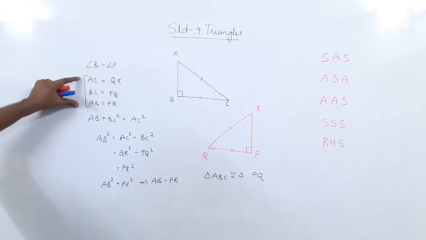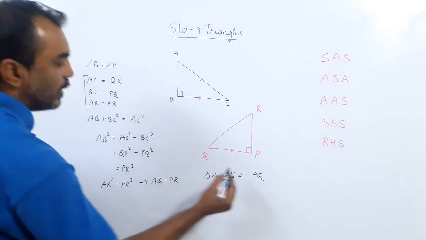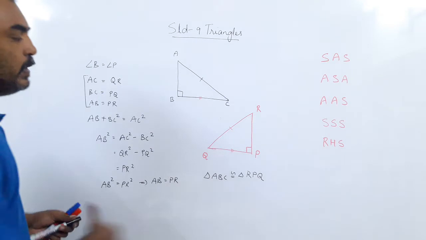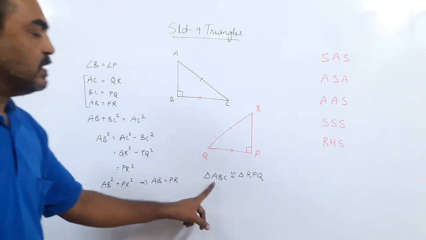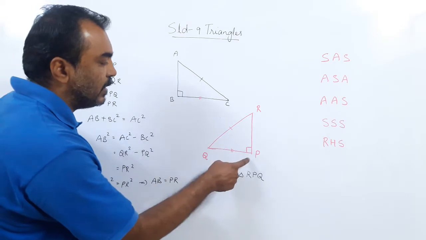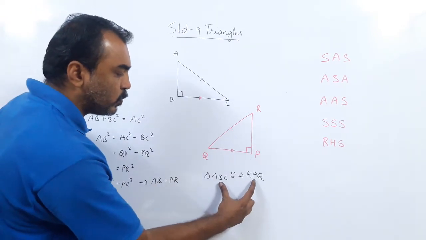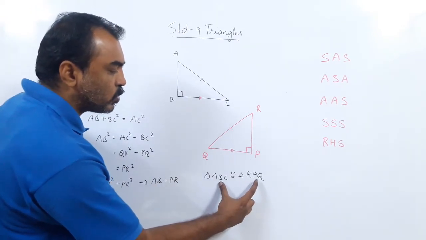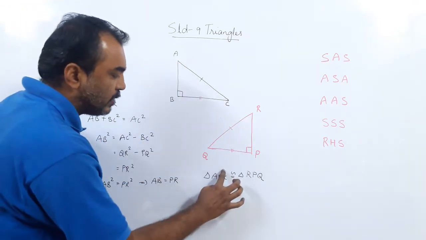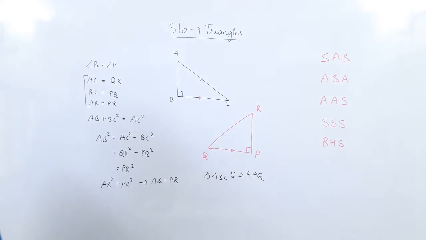What is common in these two? A. What is common in these two? R. So it is not ABC congruent to PQR. You can say it is ABC congruent to RPQ. Check. Angle B, right angle, angle P, right angle. So B should correspond to P. AC should correspond to QR. So AC corresponds to QR.